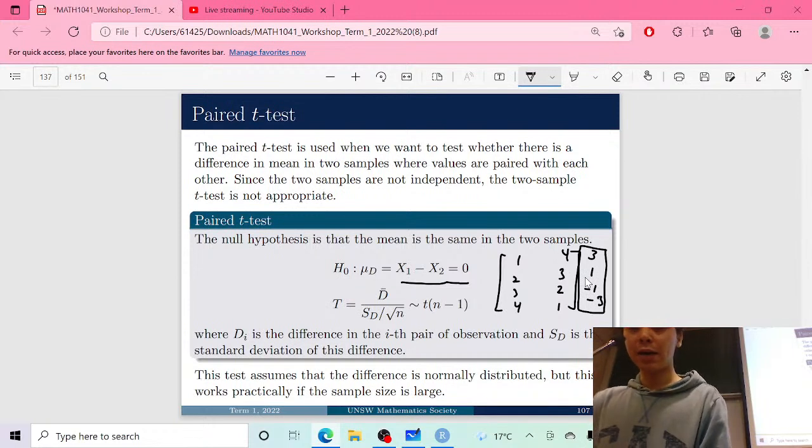Now, this doesn't follow something like n1 plus n2 minus 2, because actually we only have one sample. It's just that we talk to them twice. So here it follows an n minus 1 distribution, not one that depends on two samples. It works in exactly the same way as you would expect when you had one sample, and everything else follows the same. So the only difference between the paired t-test and the two sample test is that you have a slightly different test statistic, because you're dealing with one sample rather than two.